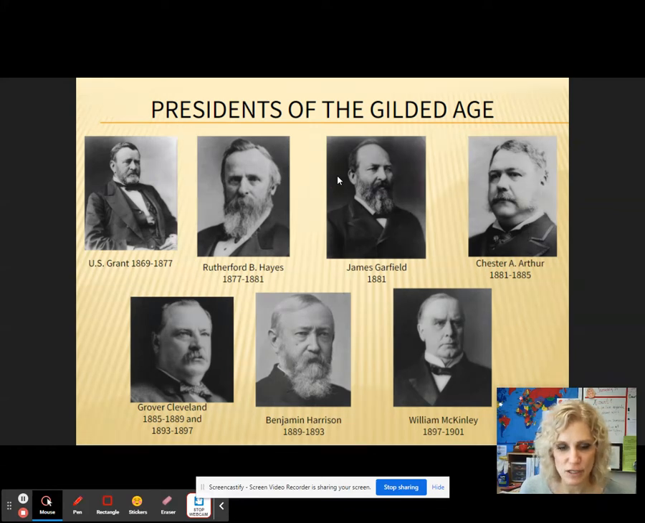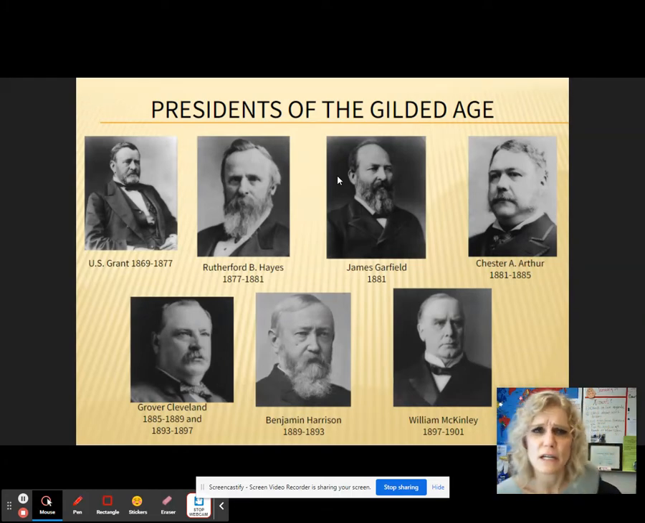Presidents of the Gilded Age: these are some presidents that may not be as popular as Washington and Adams and Jackson and Lincoln, but they were significant in their own way. So we have Ulysses S. Grant, who was post-Civil War and during Reconstruction. Rutherford B. Hayes, who, remember, won over Samuel Tilden in a backdoor agreement which ended Reconstruction. James Garfield, who was assassinated.